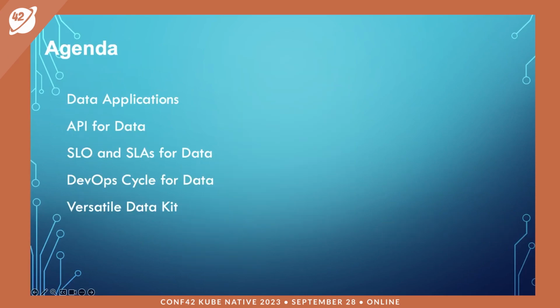Today, we're going to go quickly over our agenda. We're going to talk about data applications and APIs for data, what SLOs are and SLOs for data, and DataOps for data, and the open source product that I work on, Versatile Data Kit, and how it tries to solve some of the challenges for data engineers.